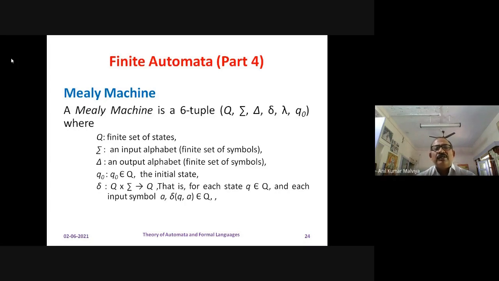All of you already know. Here lambda, that is the output function, maps from Q cross sigma to capital delta, that is, lambda(Q, A) must be a member of capital delta. So with the help of these 6 tuples, we can define a Mealy machine.